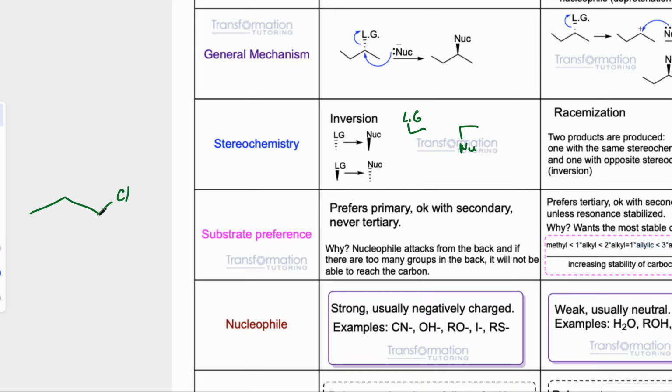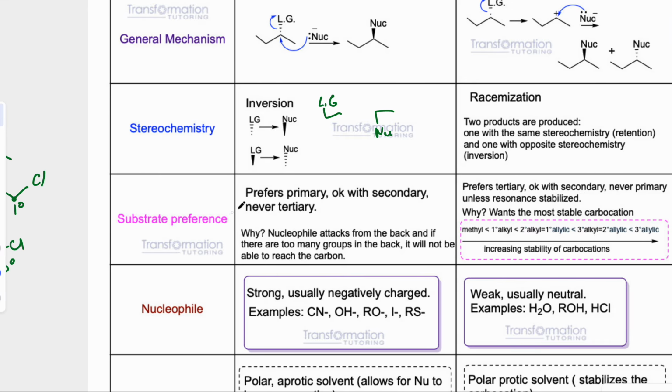Let's see what carbon it is attached to. So this is the carbon that chlorine is attached to. How many carbons is this carbon attached to? It's attached to one more carbon. This is called primary. If, for example, my chlorine was here, how many carbons is this carbon attached to? It's attached to 2. So this would have been secondary. And finally, if my chlorine was here, this carbon that has chlorine on it is attached to 3 carbons. This is tertiary.